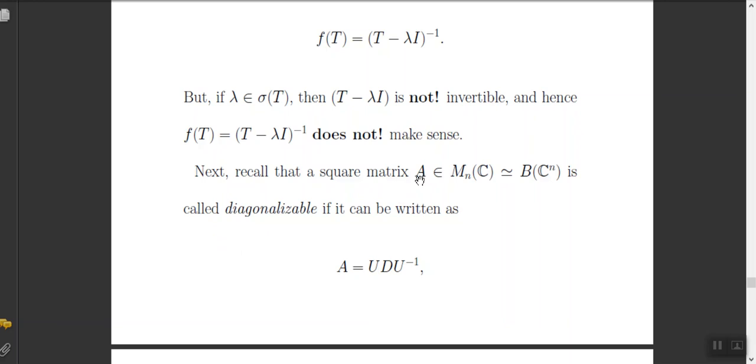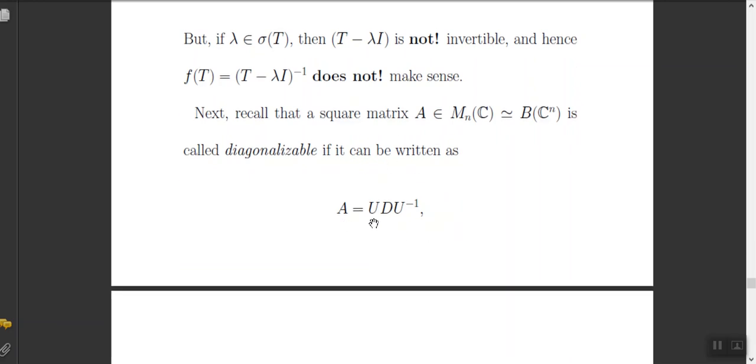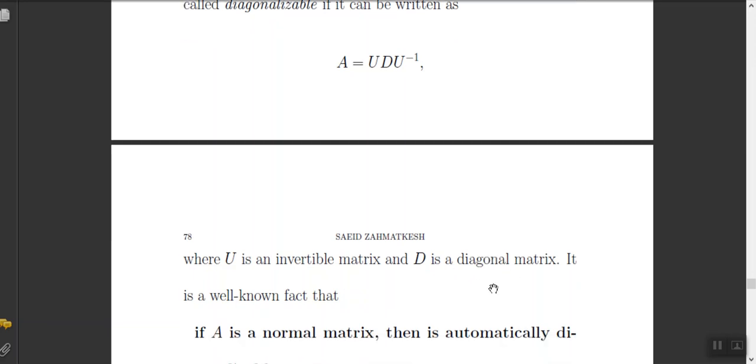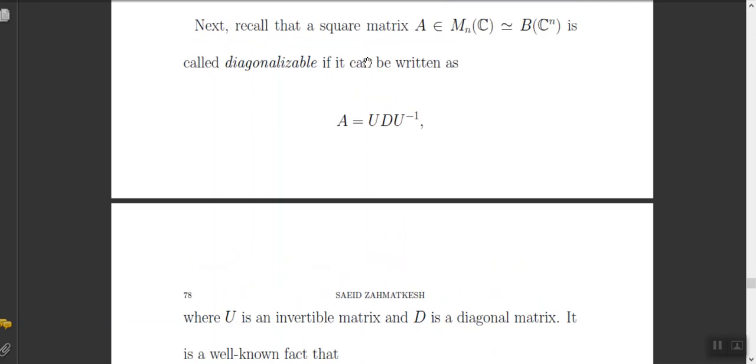A square matrix, an n by n matrix like A, is called diagonalizable if it can be written in this form: A equals U D U inverse. Here, U is an invertible matrix, and this means the inverse of U. And D is a diagonal matrix. I'm sure that you know what a diagonal matrix means. So this is the definition. We say A is diagonalizable if A can be written in this form.